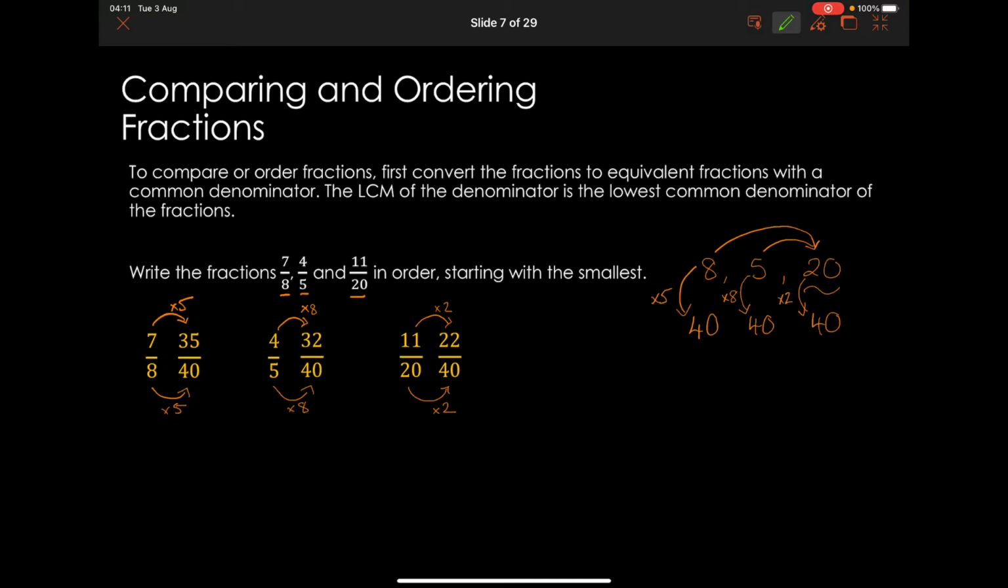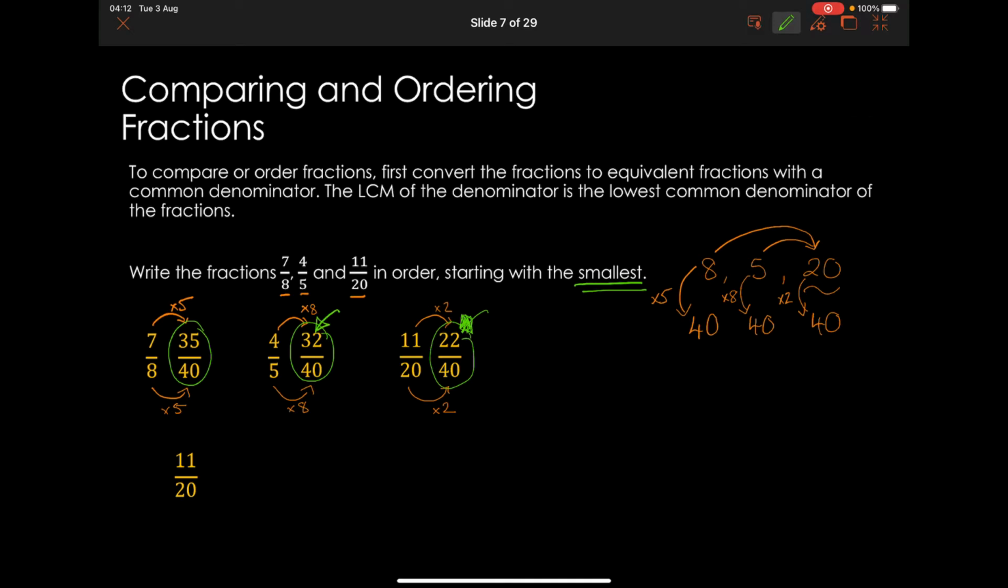Because what these mean is this 35 out of 40 here. This, if we think about it like in slices of pizza, that's saying that you've got 35 slices left out of a total of what would have been 40. This is saying you've got 32 slices left, and this is saying you've got 22 slices left. And it wanted us to write the fractions in order starting with the smallest. So to start with the smallest, okay, this is the smallest because it's the smallest number on top of 40. So 11 over 20 is our smallest fraction, so that would go first in our list.